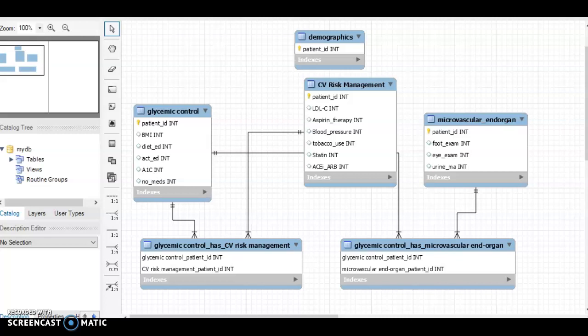So here's my tables. What I decided to do was create 3 tables. What's important when you're doing diabetes management is glycemic control, which is really the most important thing to control, CV risk management, and microvascular and organ damage.